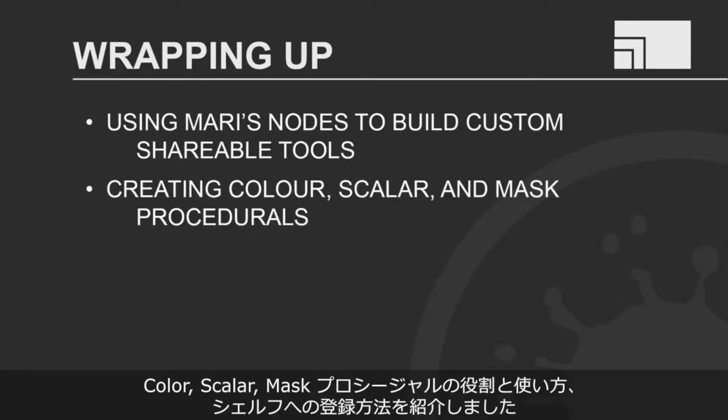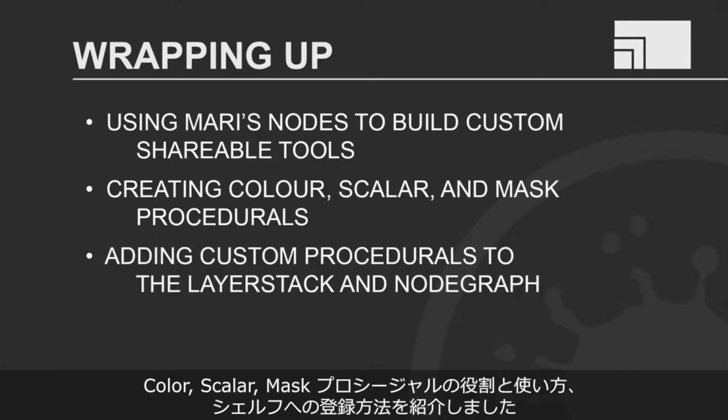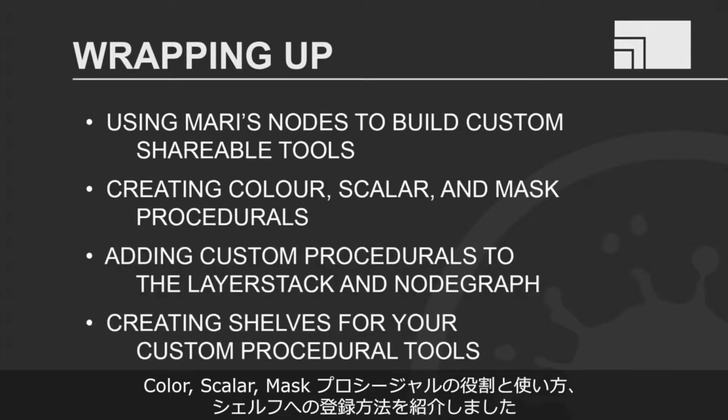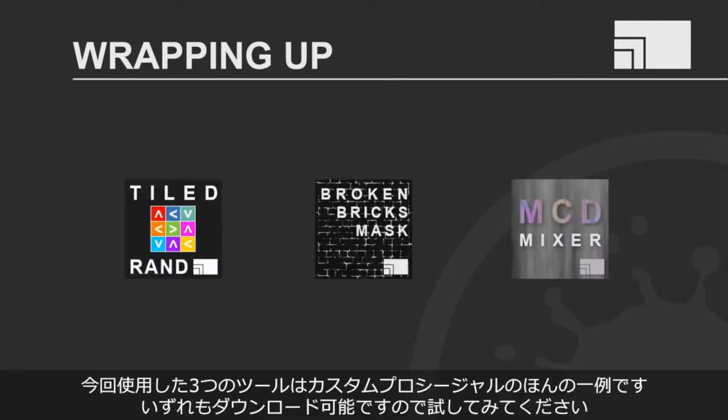We looked at how we can create color, scalar, and mask procedurals and how to apply them to the layer stack and node graph scenes, and we've looked at how to add them to your shelf and grab them and use whenever you need them. Those three examples, the tiled random, brick edgeware, and MCD mixer, are just scratching the surface of what you can create with custom procedurals.